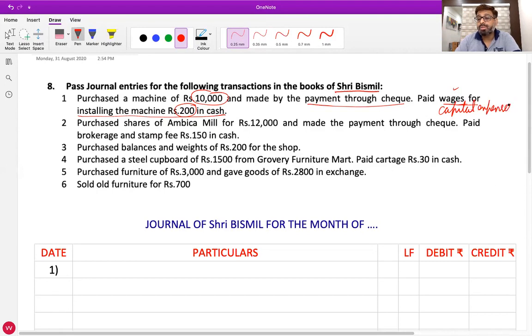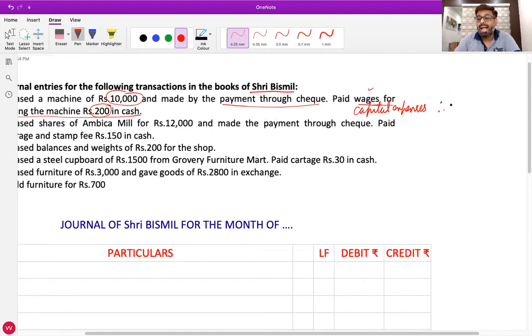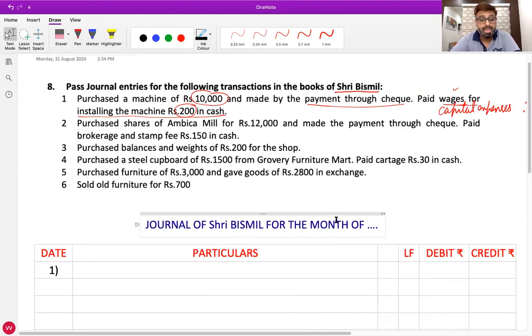Below wages, write down capital expense. And therefore, you will add it in the cost of machine. You will not debit it separately. You will add it in the cost of machine. Did you understand this? Yes, sir.